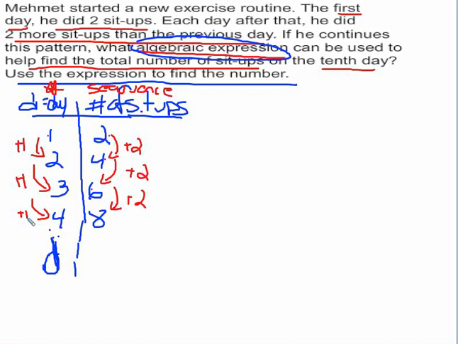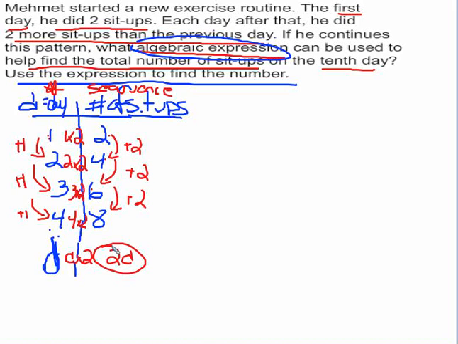I also notice that if I take the number of the term, so the place of the term, the position of the term, and multiply it by 2, I actually get the term itself. It's true for 2 times 2, 3 times 2, and 4 times 2. So that means that on the D day, so day number D, I'm just going to multiply that by 2, and my algebraic expression would be 2D, which would get us to any number of days that I wanted.